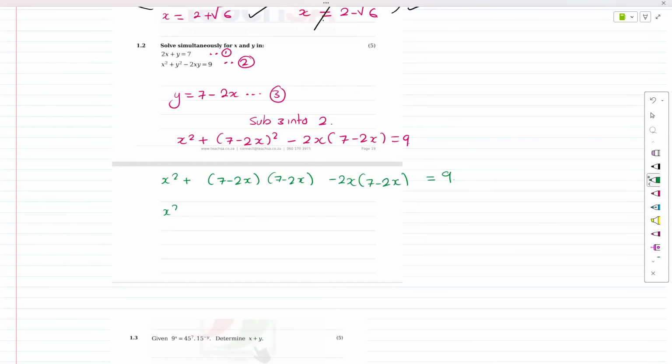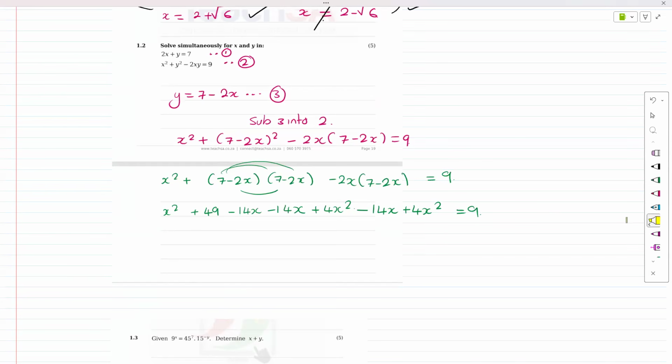This equals to x squared plus, that's 49. 7 times 7 is 49. That's minus 14x, minus 14x plus 4x squared. Right. Then this is minus 14x again plus 4x squared. And yeah, equals to 9.